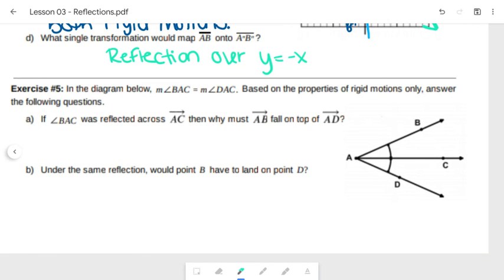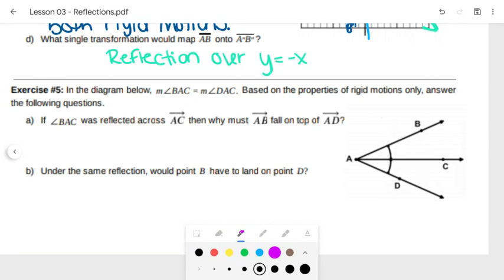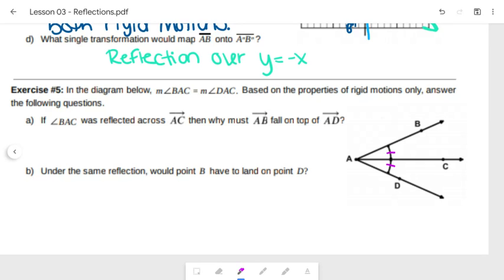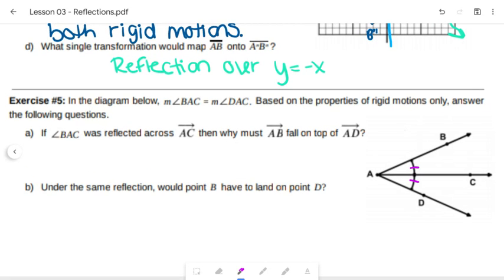One final idea for today. In the diagram below, we have the measure of angle BAC and the measure of angle DAC are equal. So remember, BAC is that angle in here, DAC is in here. Based on the properties of rigid motions only, answer the following questions. If angle BAC was reflected across AC, then why must AB fall on top of AD? Well, remember what the line of reflection does.